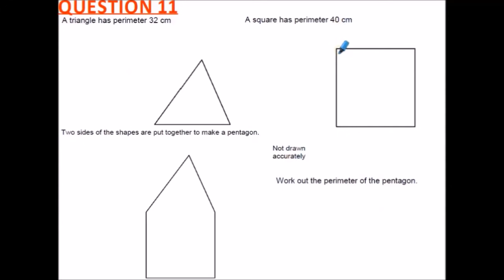Perimeter is just the length of all the sides going around the outside of a shape. So 1, 2, 3, 4. A square's got 4 sides, and the special thing about a square is that each one of its 4 sides is exactly the same length. So the total of all 4 sides is 40, and there's 4 of those sides, so we can calculate how long each side is by doing 40 divided by 4, which is 10. So each side of this square is 10 centimetres.